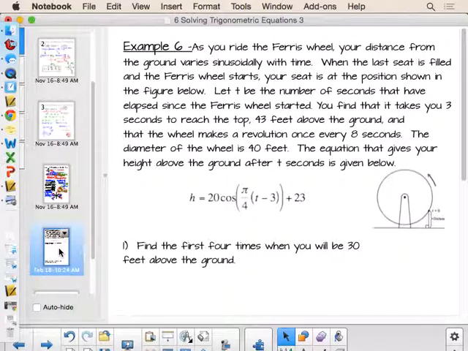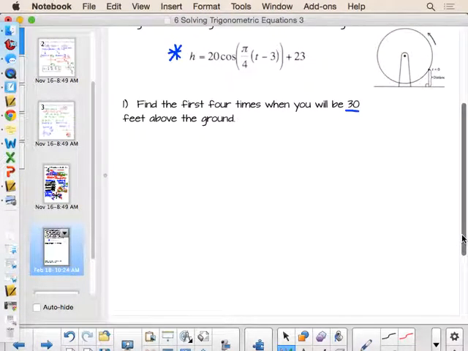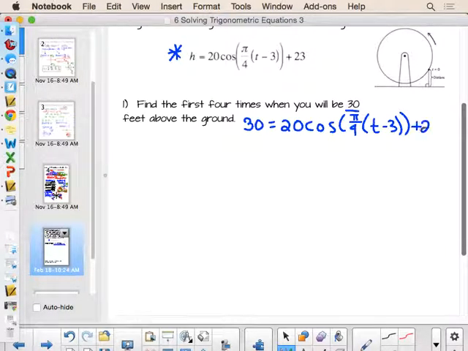Notice in the modeling packet, though, I had you analyze the equation in order to write it. So this question, I'm given the equation. It says find the first 4 times when you will be 30 feet above the ground. If I'm looking for when I'm going to be 30 feet above the ground, I'm giving you my value for h. I'm giving you the height to plug in. So then we have 30 equals 20 times cosine of pi over 4, t minus 3, and then plus 23.